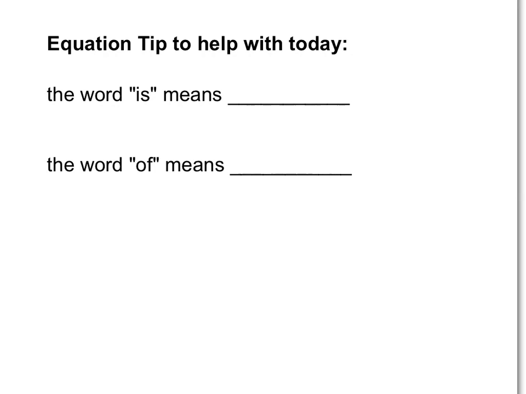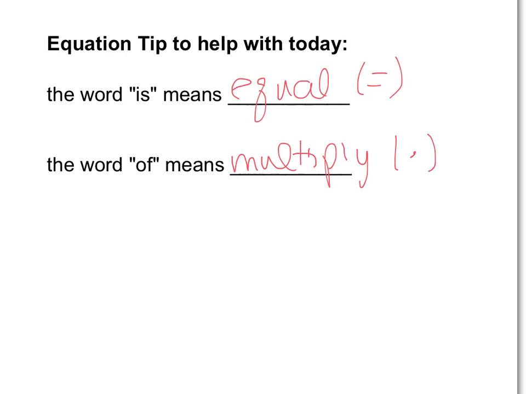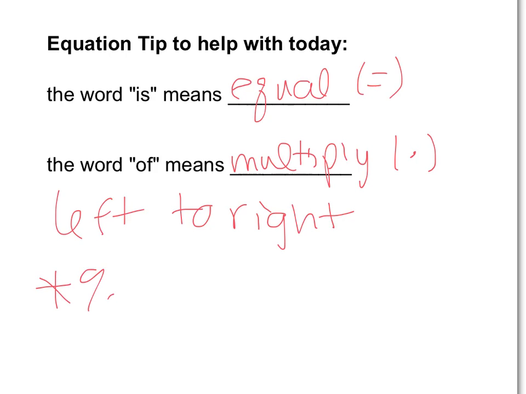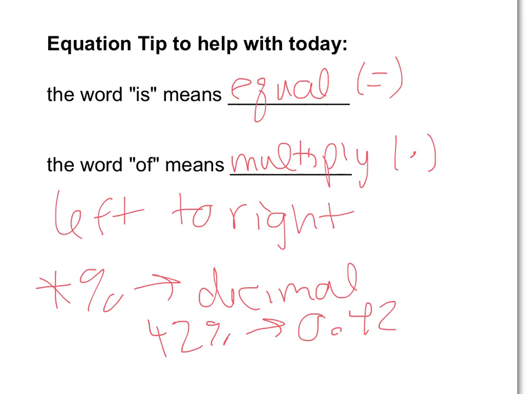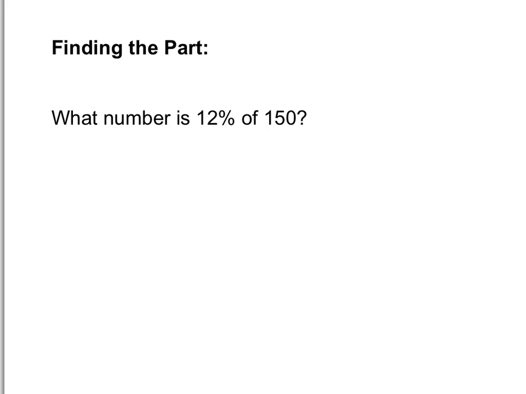Okay, so the word is in this case in the equation means equal, and the word of means multiply. What you're going to do when you write these equations is you're just going to go left to right and read it and write down what you see. The other key thing here is whenever you have a percent, you need to change it into a decimal. So for example, if you have 42%, that needs to be changed into 0.42 before you put it into an equation. Okay, go ahead and pause it and write this down.